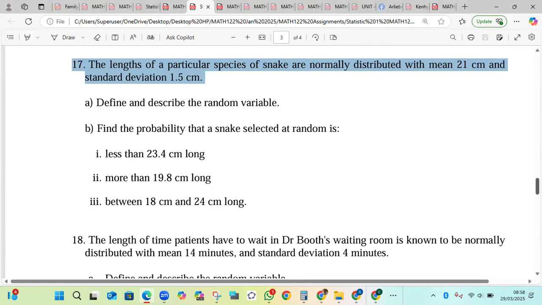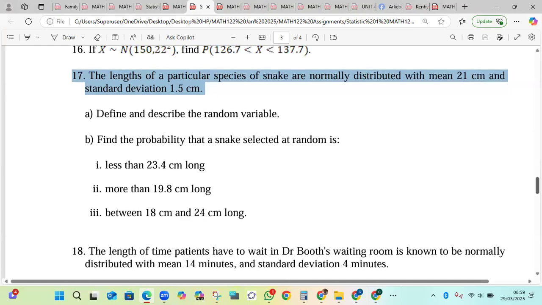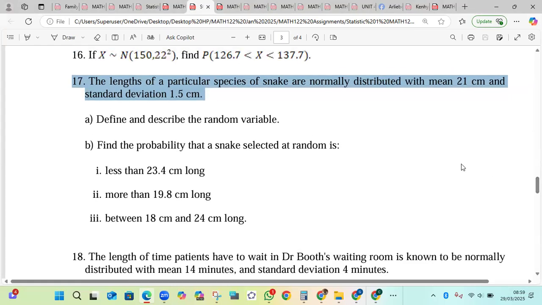Define means stating what the random variable is, whether it's height or weight. Here it's length, and it's continuous because this is normally distributed. You just state what it is and describe it now. We're going to use the two parameters, the mean and the variance. So you write a notation similar to this.